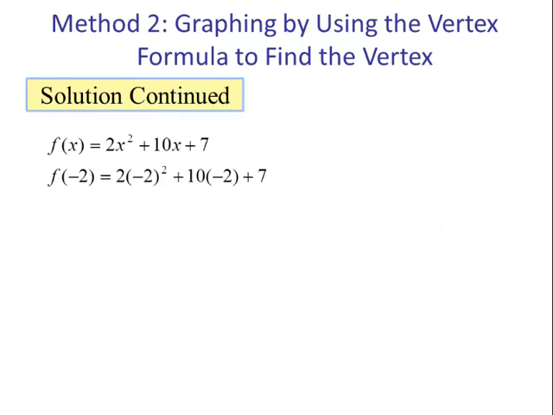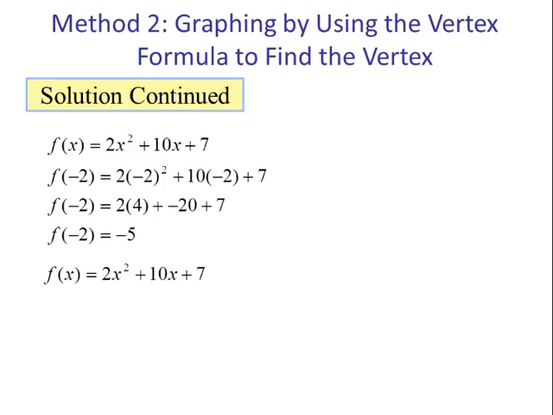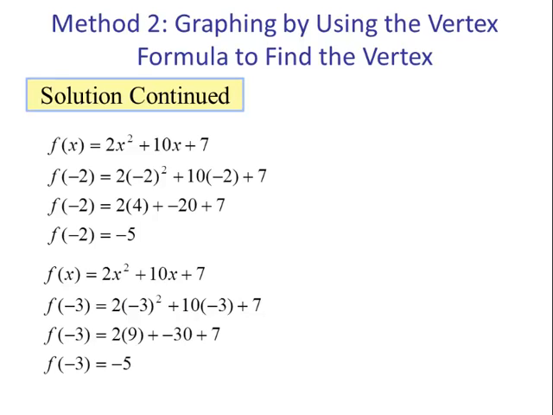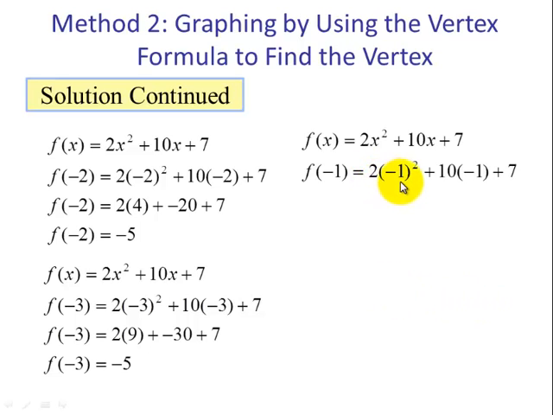So for f of negative 2, we end up with an output of negative 5. So when x is negative 2, y is negative 5. For the next point, f of negative 3 becomes negative 5 also. So we have a point that's to the left of the vertex and to the right. To find another point to the right of the vertex, I'm going to use negative 1. So we take 2 times negative 1 squared plus 10 times negative 1 plus 7. We square, then we multiply and add, and f of negative 1 becomes negative 1.